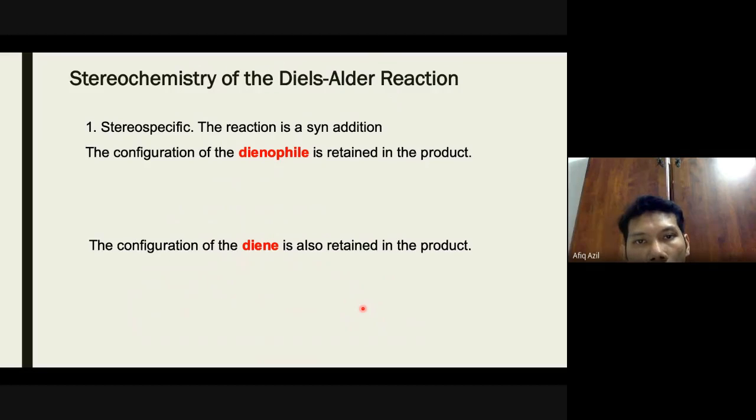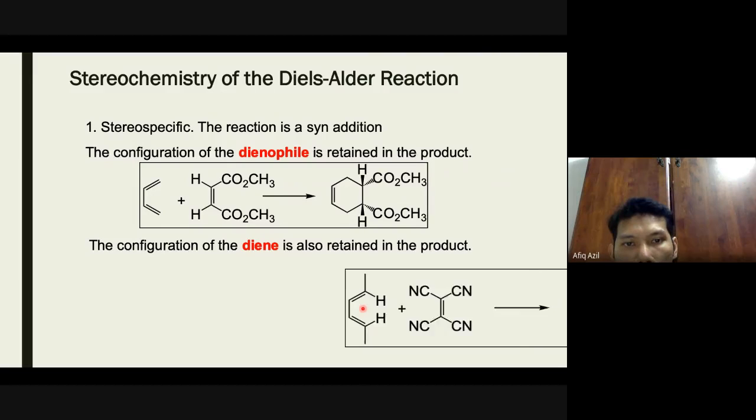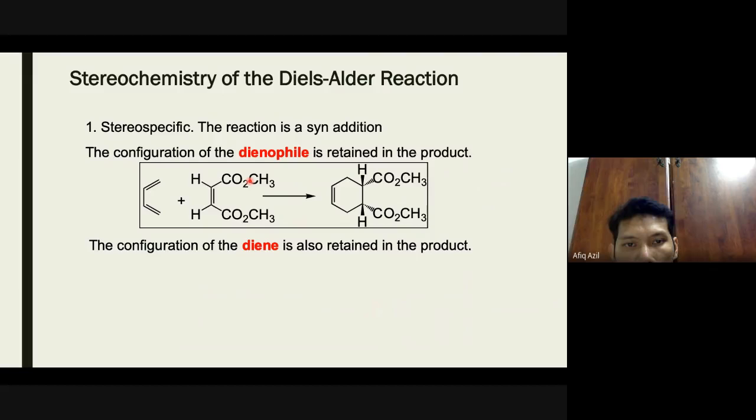Okay, stereochemistry of the Diels-Alder reaction. It is stereospecific. If the reaction is a syn addition, the configuration of the dienophile is retained in the product. So let's see. Let's say this is your diene, and this is your dienophile. Once you add, this carbon will form a bond with this carbon, and the same, this one will form a bond with this carbon.